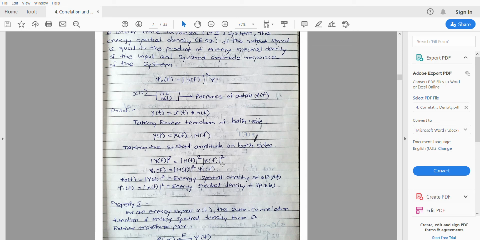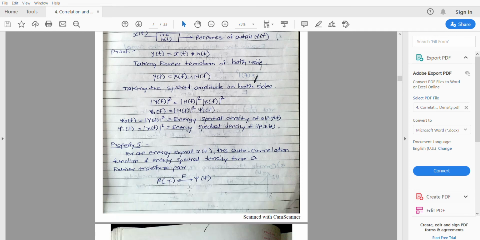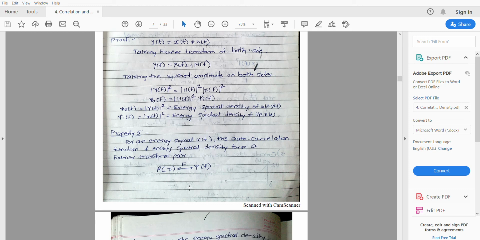So hence we proved that the energy spectral density of the output is equal to the energy spectral density of the input multiplied by the squared response of the system. Property number 5: for an energy signal x of t, the autocorrelation function and the energy spectral density form a Fourier transform pair. Dear students, we will try to prove this property in our next video.